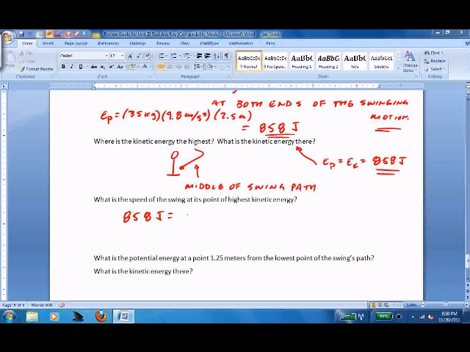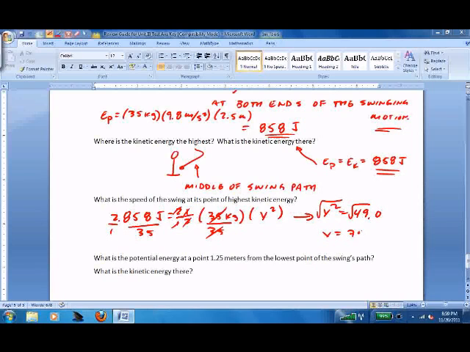We just said it equals the kinetic energy, 1/2 times 35 kilograms times velocity squared. Multiply by 2, multiply by 2, divide by 35, divide by 35. We get v squared equals 49.0, and we take the square root of both sides. v equals 7 meters per second. So if you can get your swing up 2.5 meters off the ground, you'll be moving at 7 meters per second.